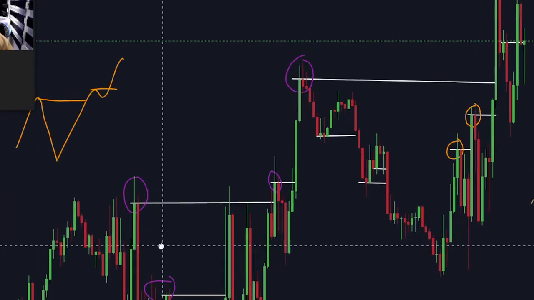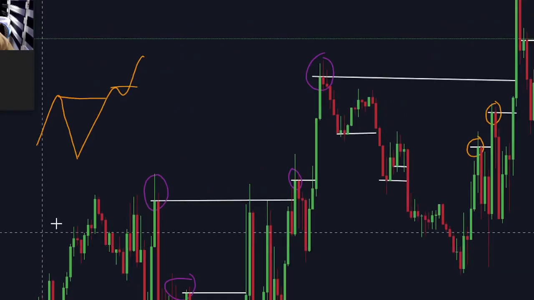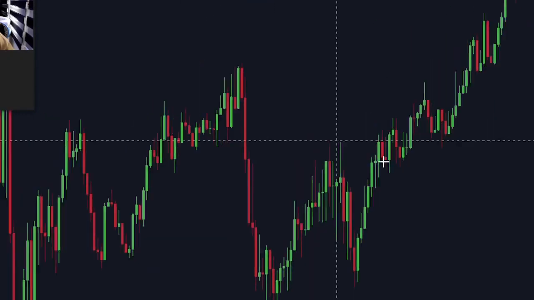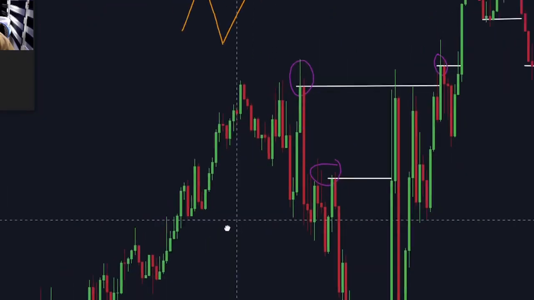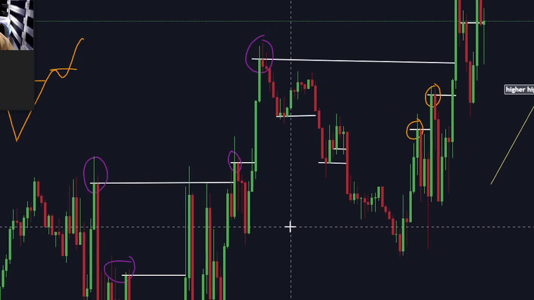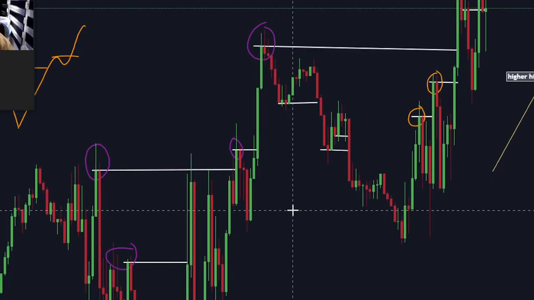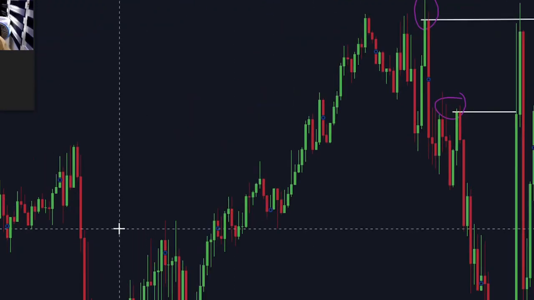So this is uptrend. This is uptrend. This is uptrend. Let's see if we can find a downtrend. Do you understand, and do you have any questions about this? I understand. Okay.